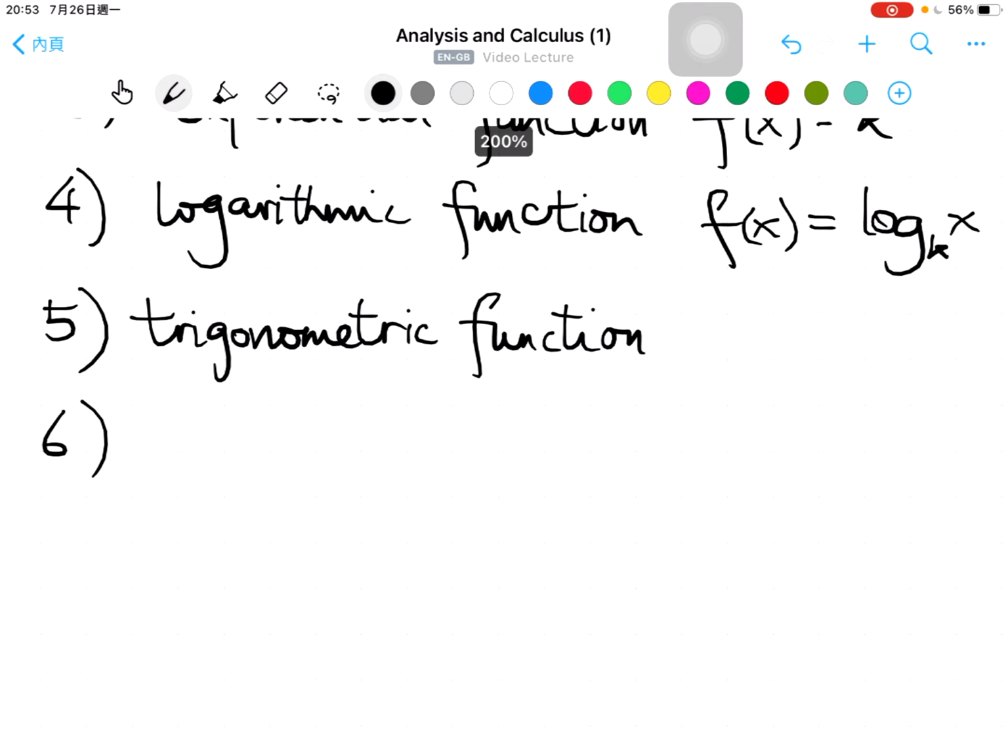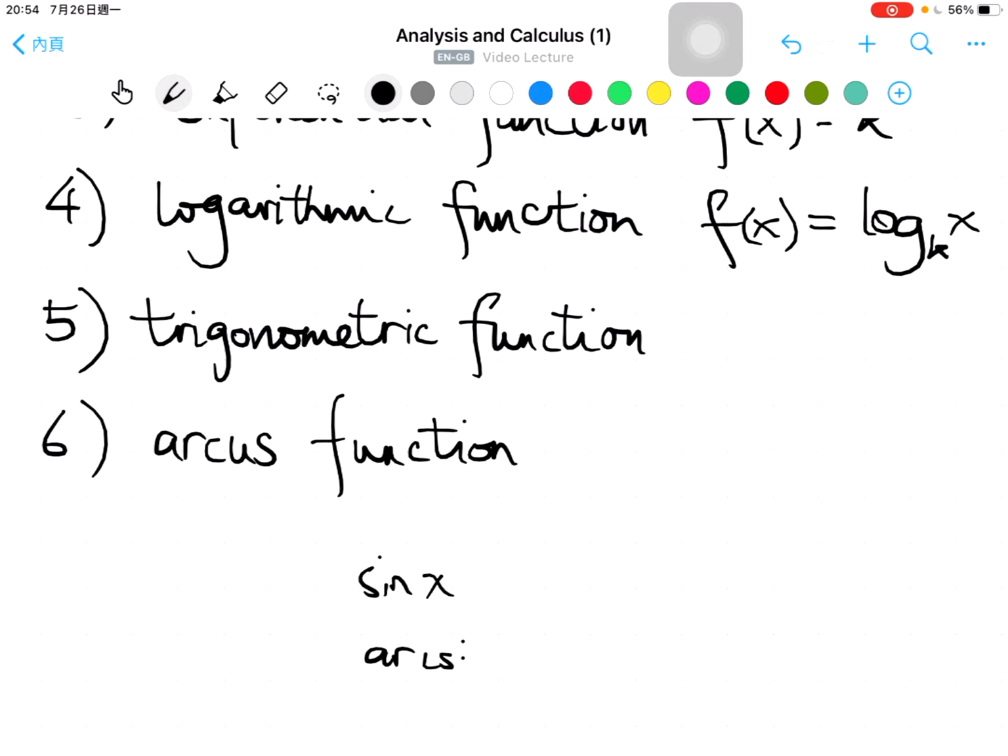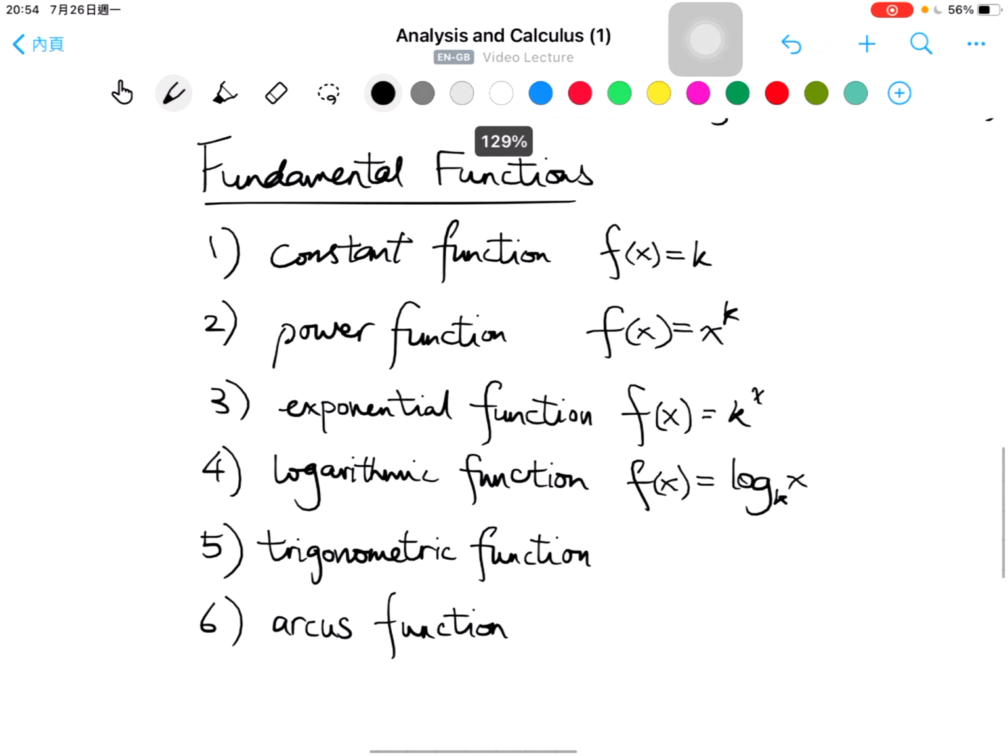The sixth type is going to be the arcus functions. Arcus functions, also called the inverse trigonometric functions, because for sine x, the inverse trigonometric function is going to be called arc sine x, with the arc in front. They're called arcus functions by that. These are the 6 basic types of fundamental functions.